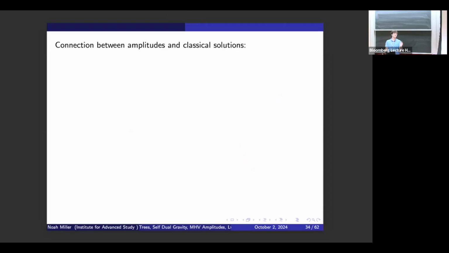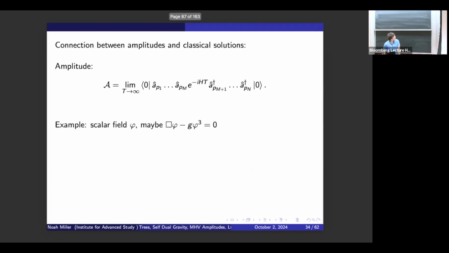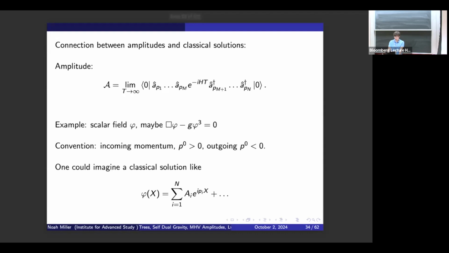So I just want to remind everyone of the connection between amplitudes and classical solutions. How do you take a classical solution and get out an amplitude? Okay, here's a scattering amplitude. For simplicity, picture in your mind maybe phi cubed theory or something; it doesn't really matter. We'll use a convention where the incoming momentum has positive energy and the outgoing momentum has negative energy.